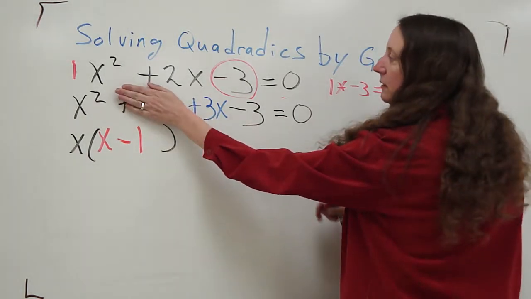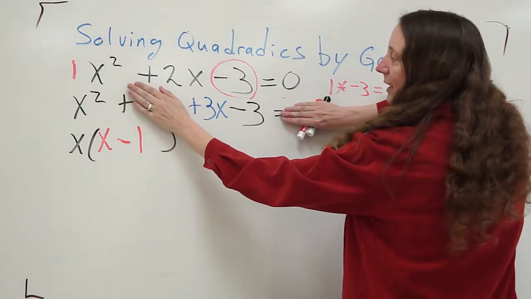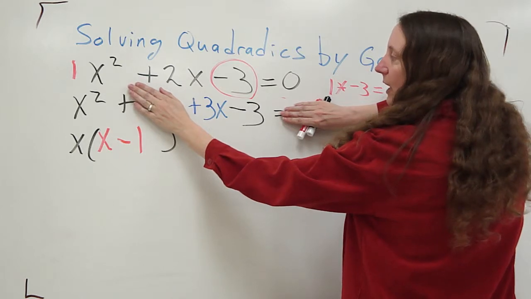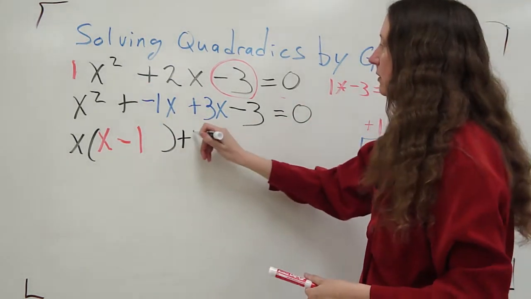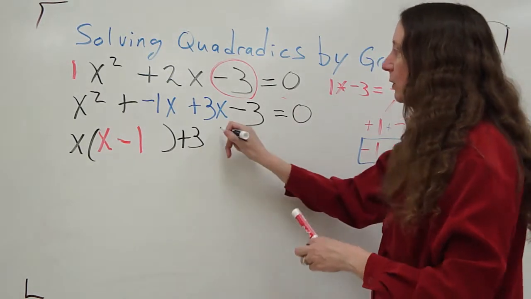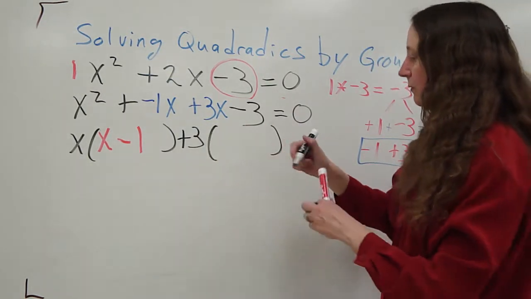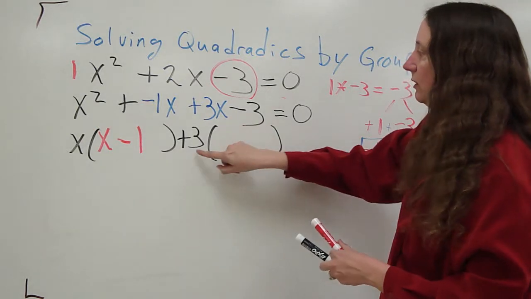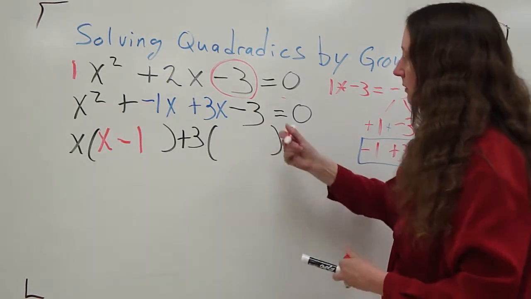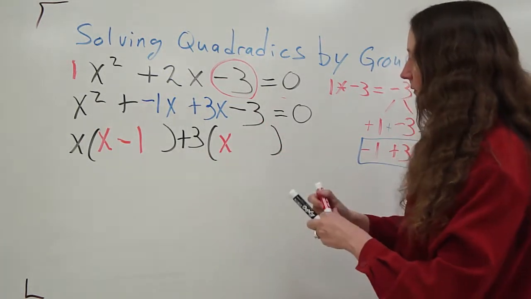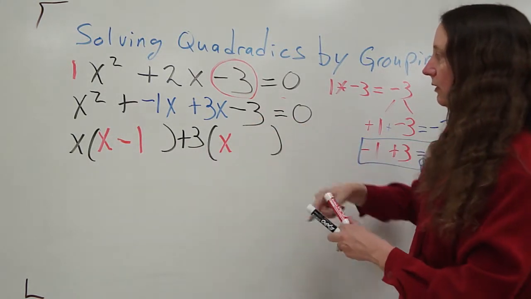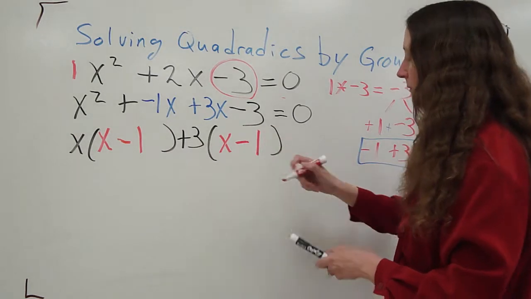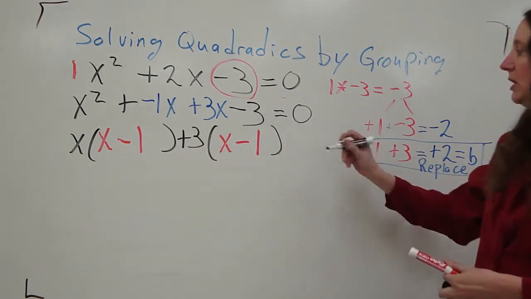Cover up the other side. Look only at this 3x minus 3. What can I factor out of that? I can factor a 3 out. What am I left with? 3x divided by 3 is x, negative 3 divided by 3 is negative 1, and then I carry down my 0.